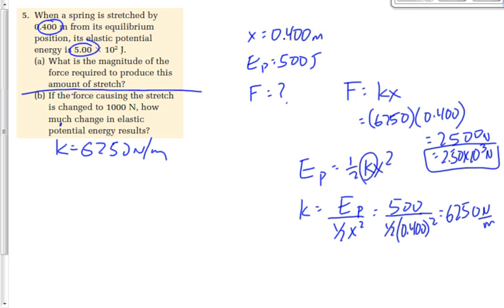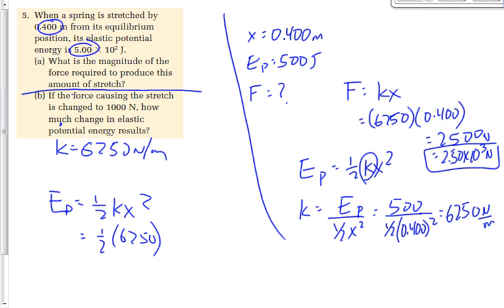We want to find EP is equal to 1/2 kx squared. Seems easy, right? 1/2 of 6250 times, what's x? Well, let's use F is equal to K times X. Rearrange it to solve for X. F is 1,000 newtons this time. Remember, F was 2,500. Now it's 1,000. Divided by K, which is 6,250. What's that give me for the value of X?